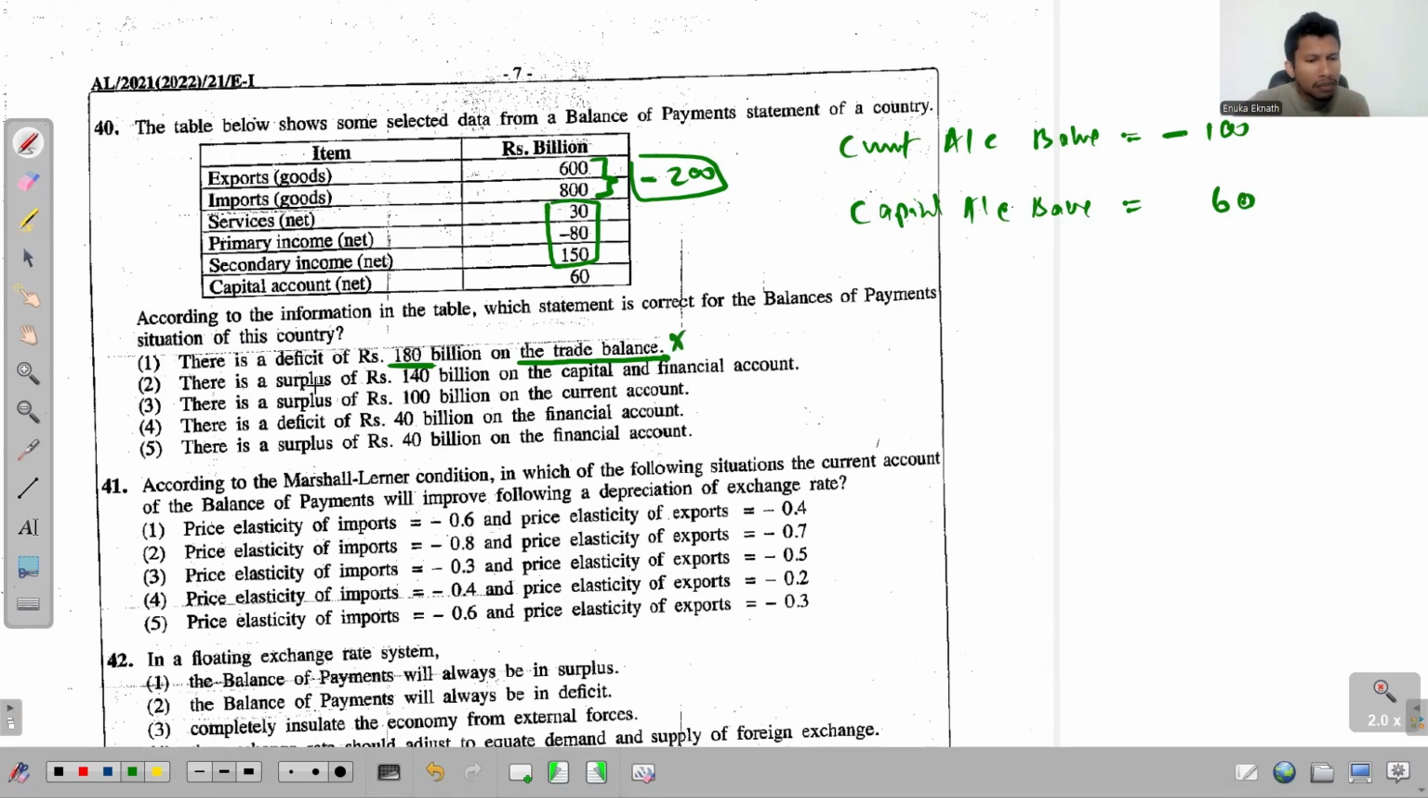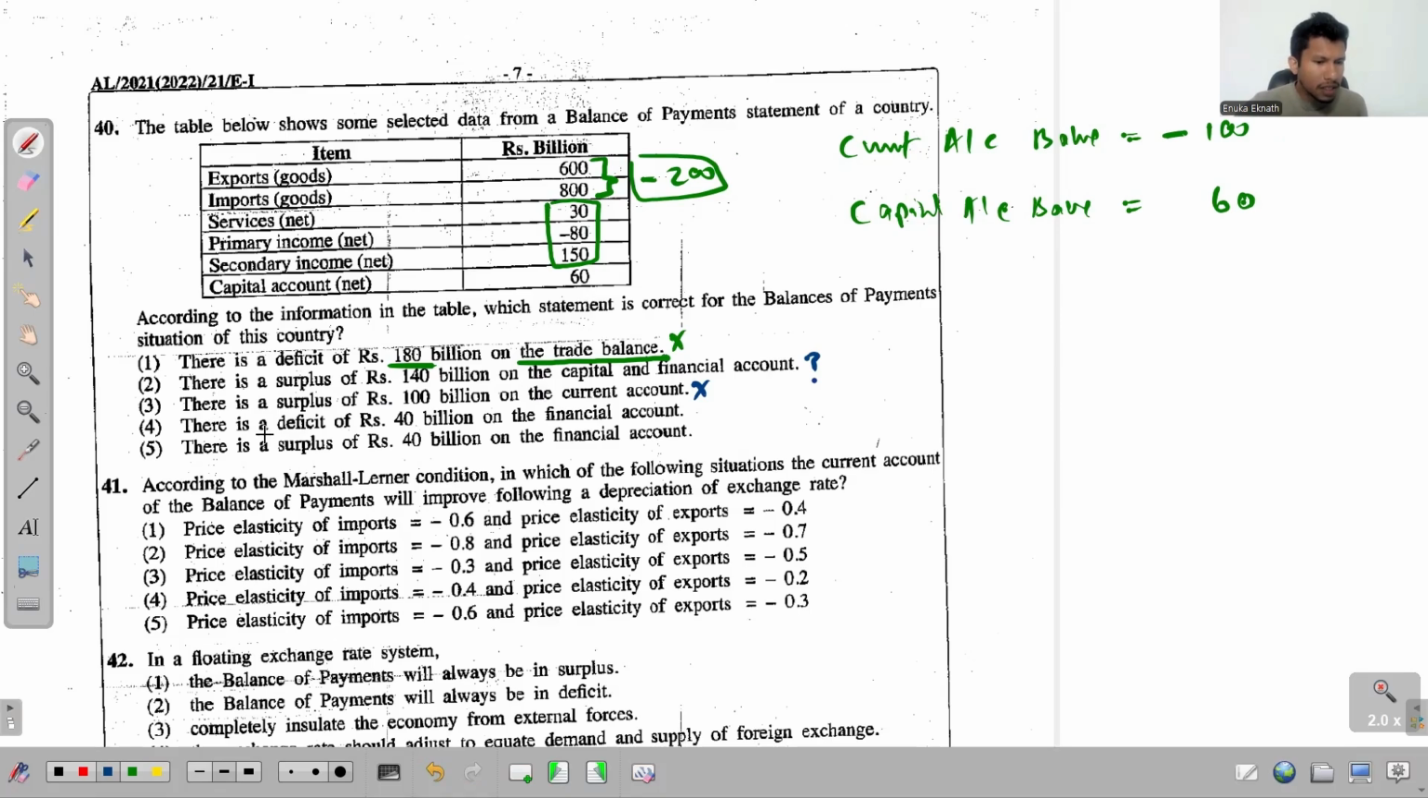Second one, there is a surplus of 140 billion on the capital and financial account. The problem is, we don't still know the financial account balance. So we can't say right away whether this is correct or wrong, so I'll keep it aside. The third one, there is a surplus of 100 billion on the current account. The current account balance is minus 100, which is not a surplus. So this is also wrong.